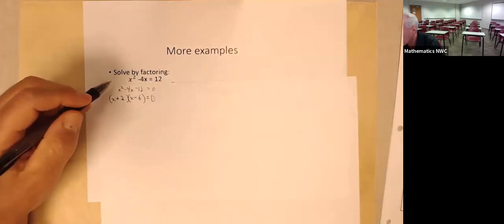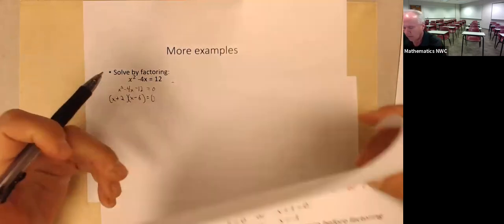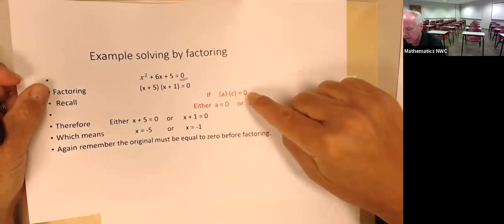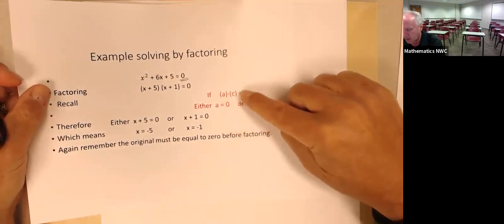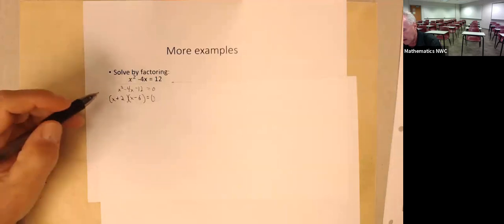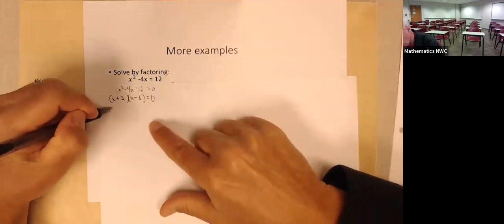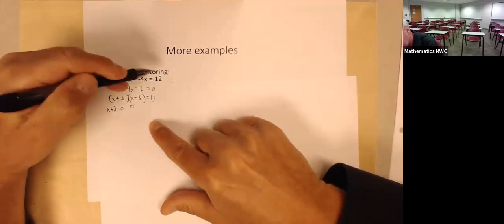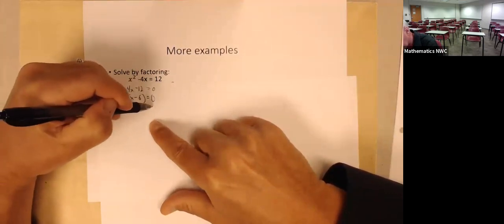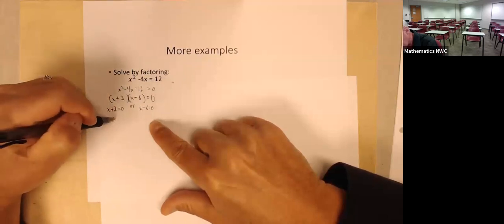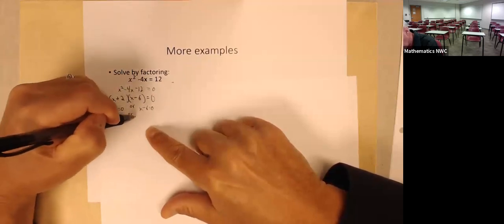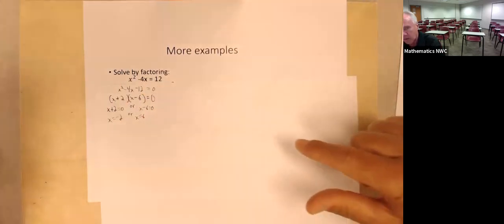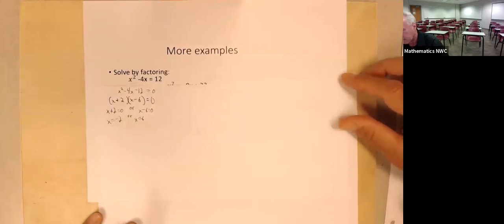But again, remembering now this principle in red, 2 parentheses times each other to be 0 means the first one is 0 or the second one is 0. So that means this x plus 2 equals 0, or the second one, x minus 6, equals 0. That means the x is a negative 2 or the x is 6. Both those numbers, if you put them back in here, will both make a true equation.